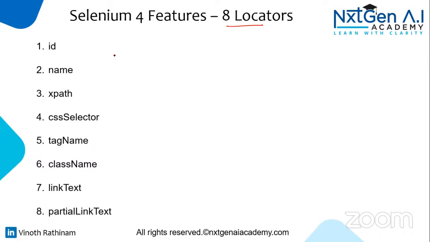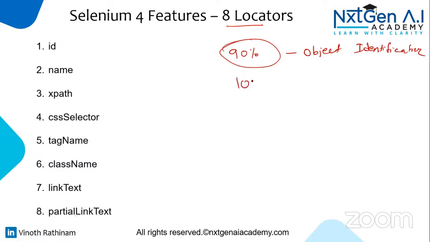Just fundamentals. If you want to identify a particular web element, what is important? The locator choosing is important. I already said 90% it's all about object identification. If you understood this, you can be a rock star. 10% only actions perform.